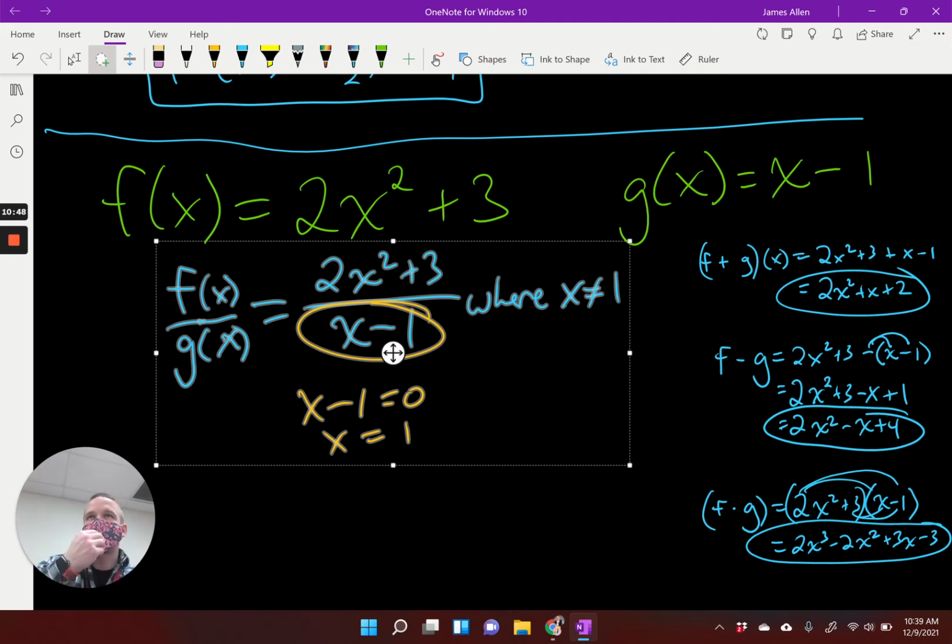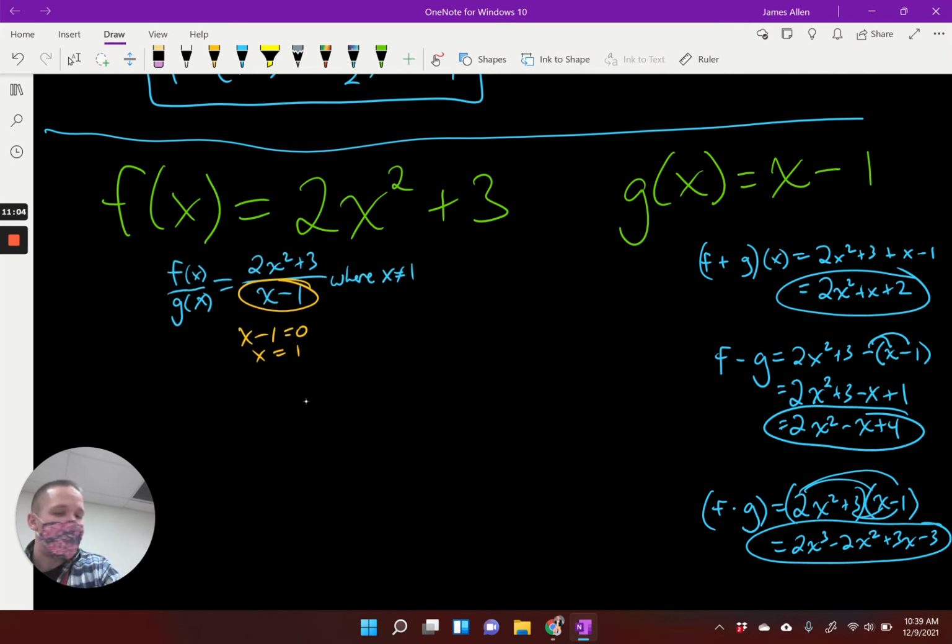We can even ask, for certain questions, what are the restrictions on the domain, whether it be for this or for a radical function that we've dealt with in this chapter, or really on the final exam too. We can just say, what are the domain restrictions and not even actually ask you to do all the math.